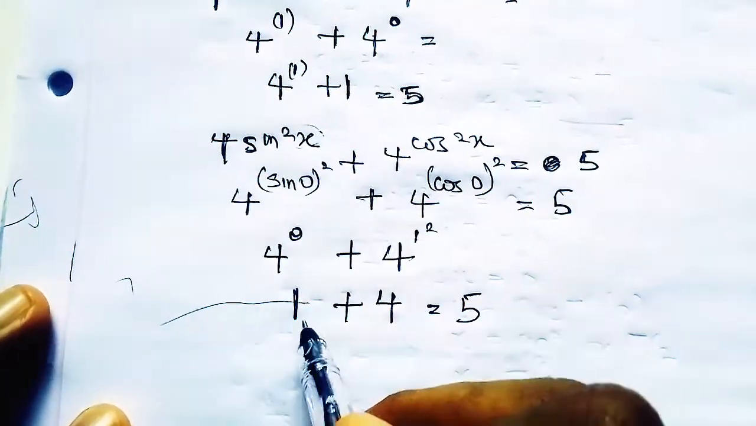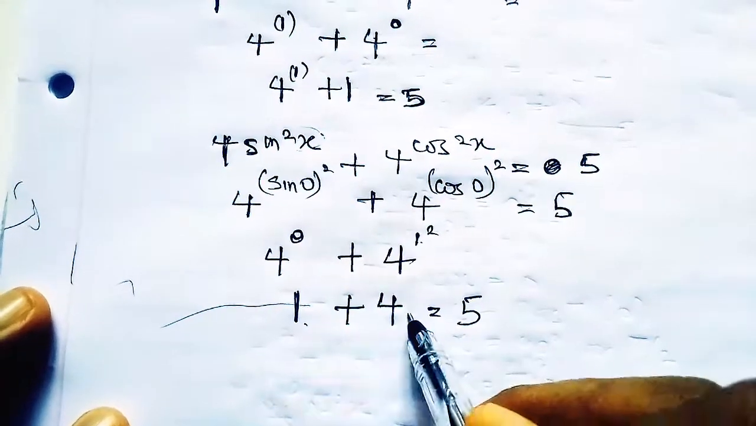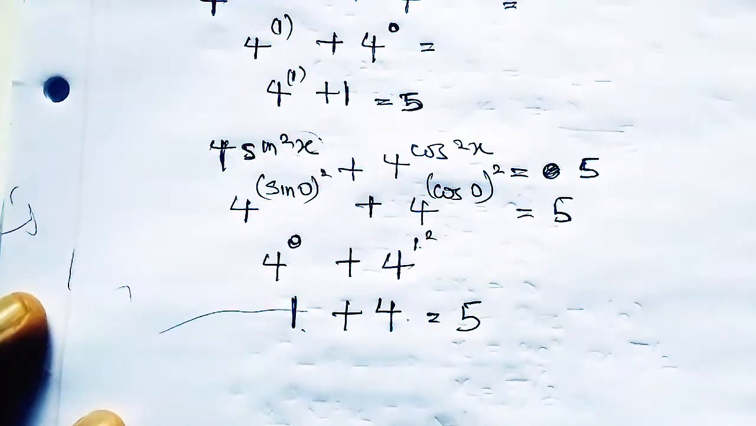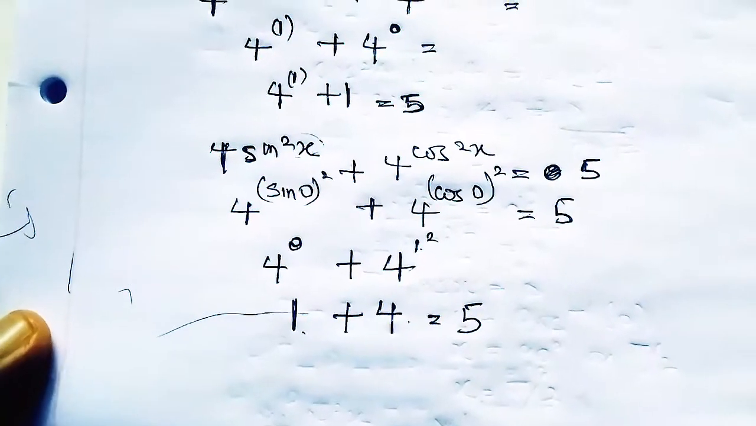4 raised to power 0 is 1. 4 raised to power 1 is 4. And this gives me 5. So we see that our values of x are correct.